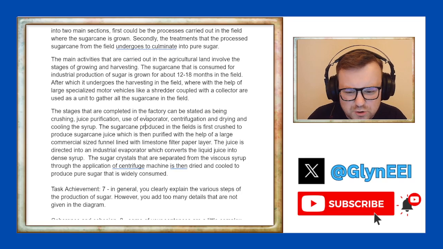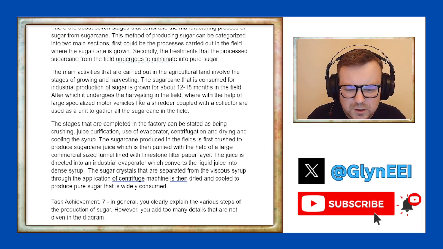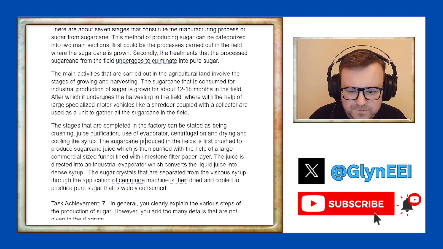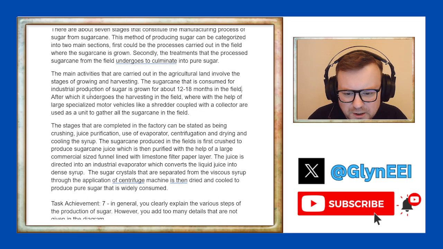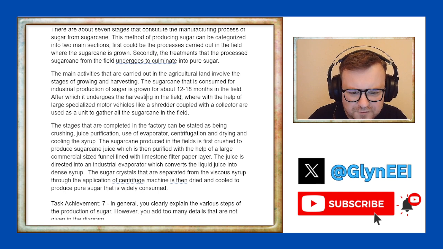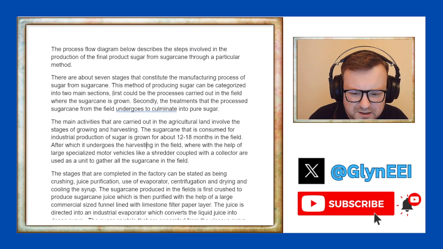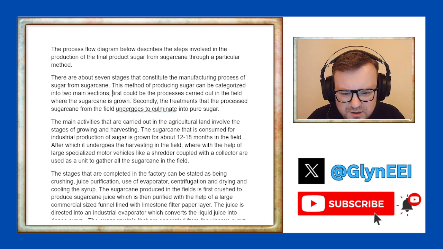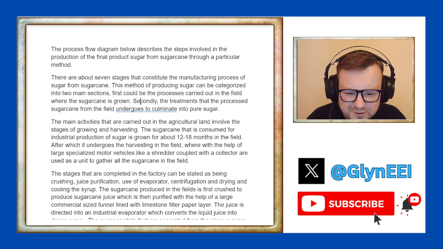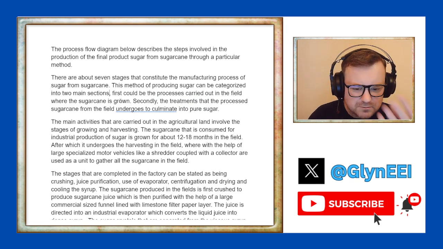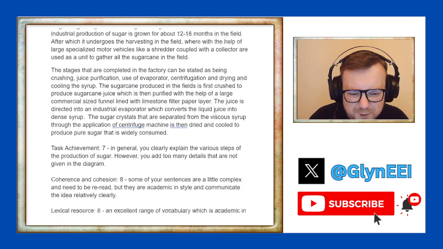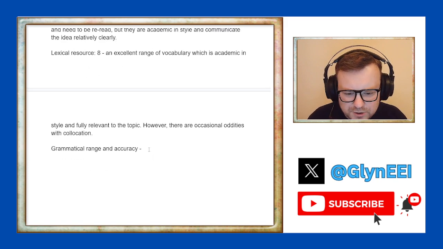There are some issues with faulty punctuation. This after which sentence. So in the field, comma, after which it undergoes the harvesting in the field. I also thought that first and second thing was kind of strange. The first method of producing sugar can be categorized into 2 main sections. That looks strange. So maybe we just have a full stop here. Firstly, we can notice the process is carried out in the field, and secondly, blah, blah, blah. So yeah, probably 8 for grammatical range and accuracy.